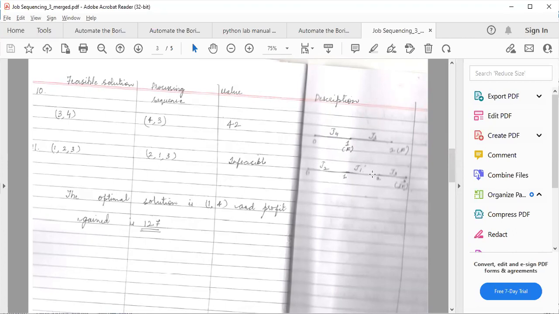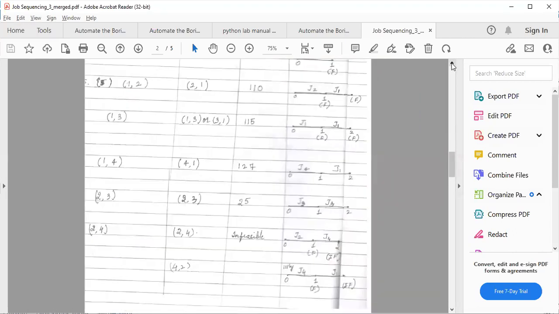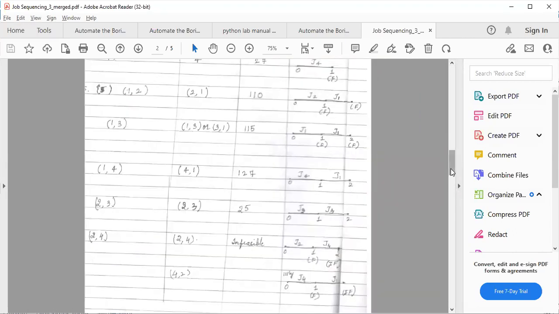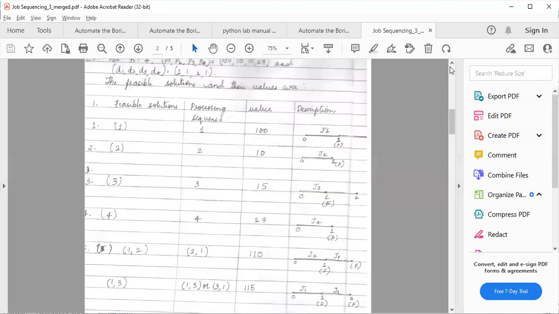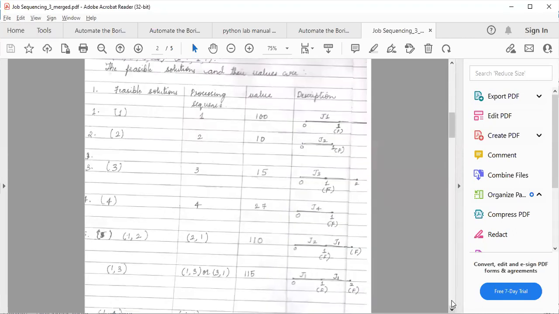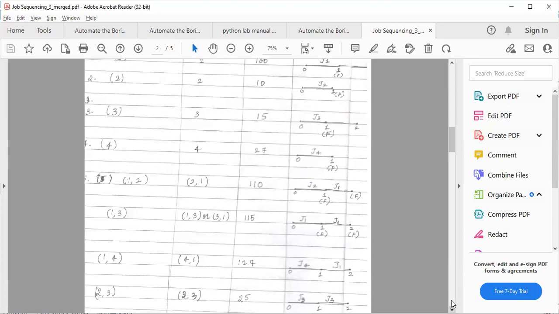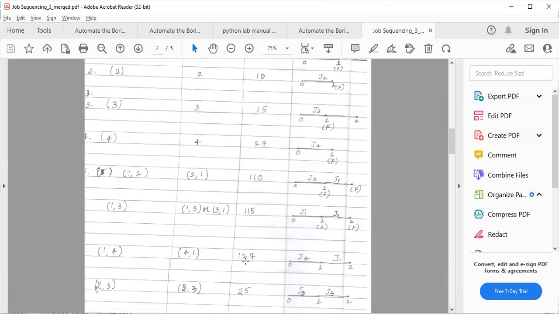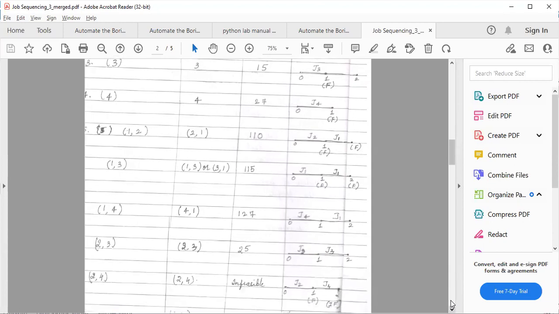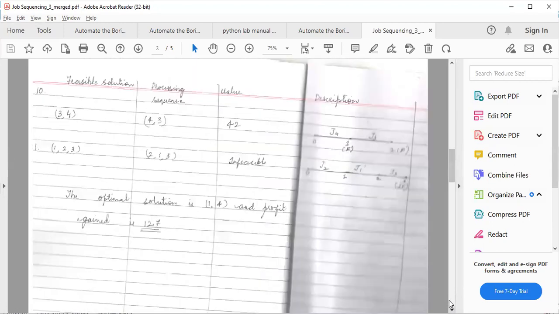Now we have considered everything, and we have seen which of these are feasible solutions. The most appropriate answer is 1, 4, because jobs 1 and 4 give the maximum profit here. I told you this is an example of maximizing the profit. So the optimal solution is the subset 1, 4, and the profit gained is 127.